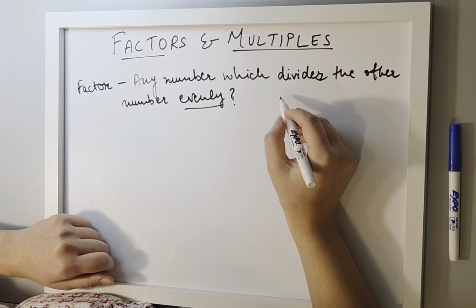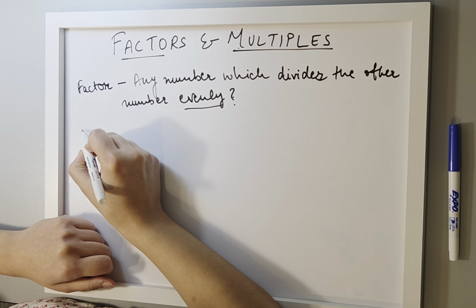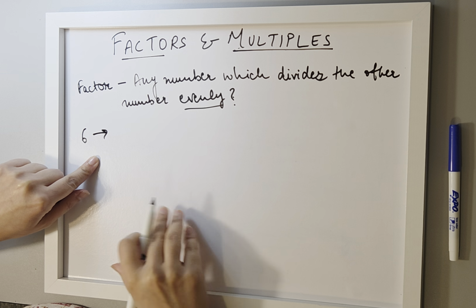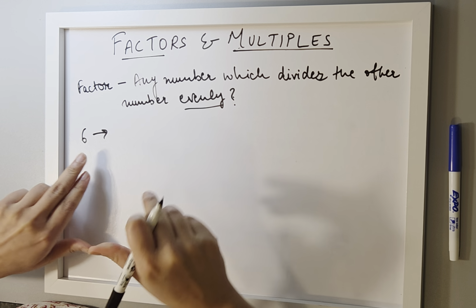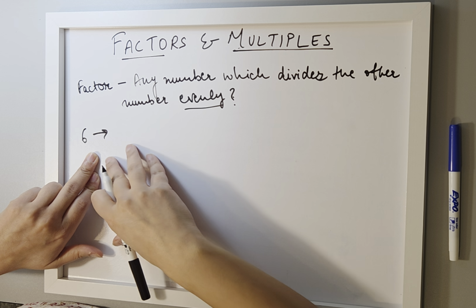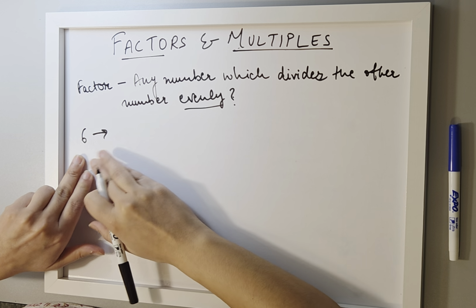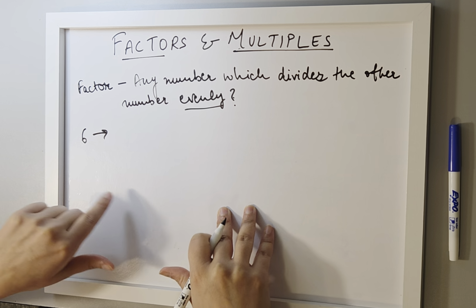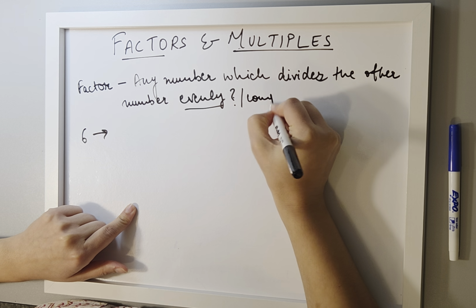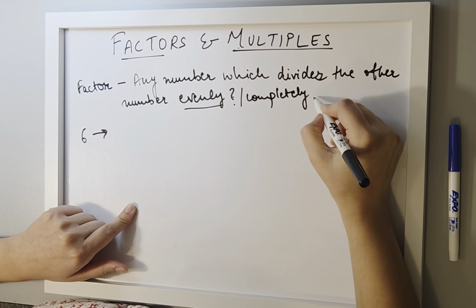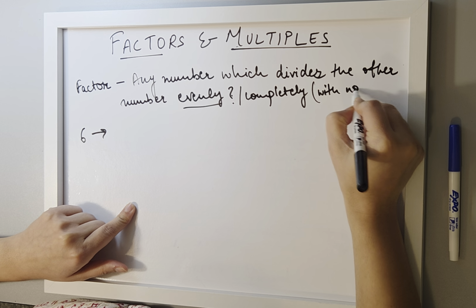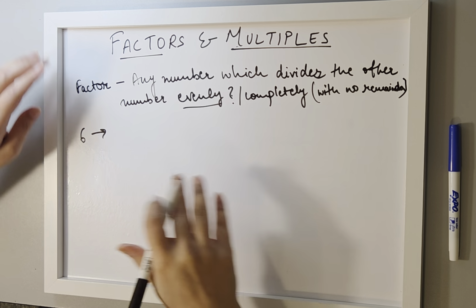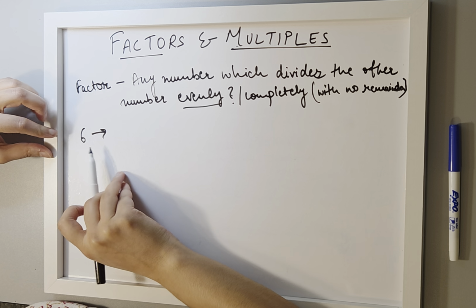Okay, so let's take an example. If we have, say, two numbers, first let's take 6. We will try to see what are the numbers which can divide 6 evenly, meaning there is no remainder left. It divides the number evenly, or you can also say completely, with no remainder.